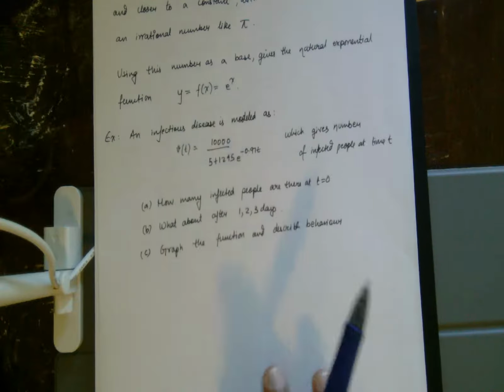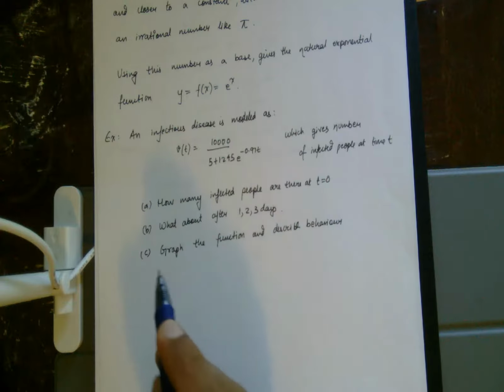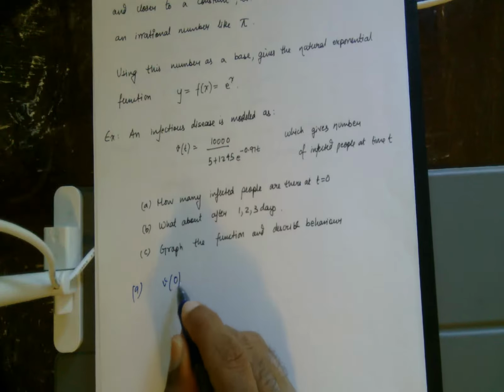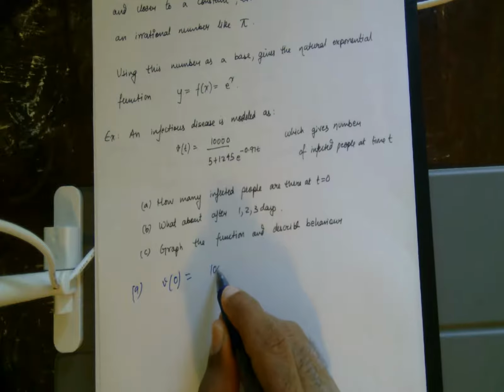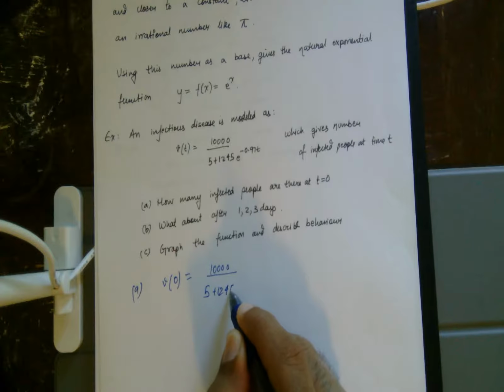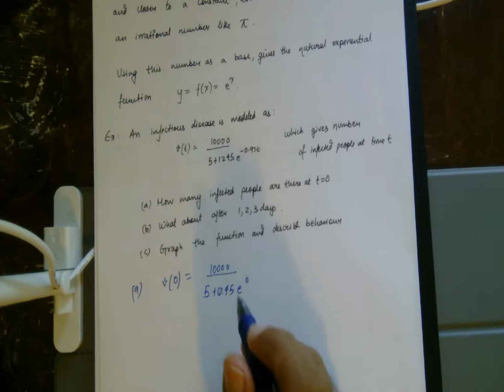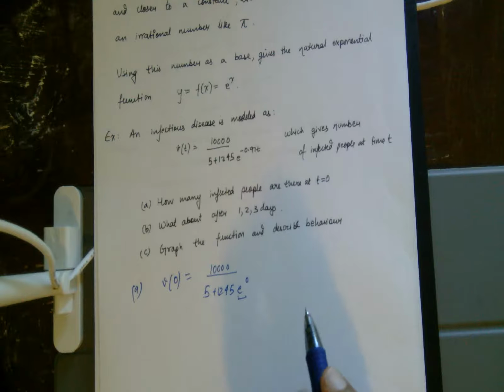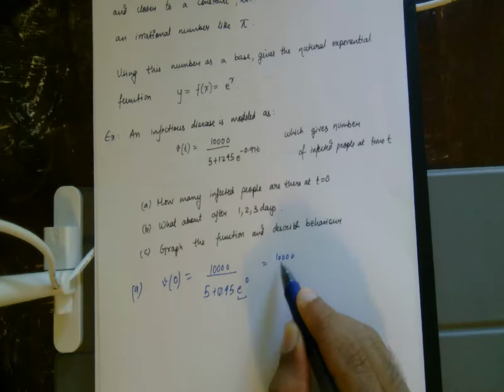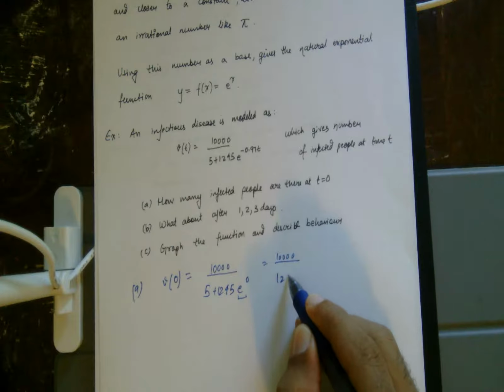So the first question says, how many infected people at time t equals 0? That means I'm plugging in 0 for t. So I have 10,000 over 5 plus 1245 e to the 0. Now this is an exponential function, and any number to the power 0, even if it is a fraction or decimal, is 1. So this is just 10,000 over 1250.